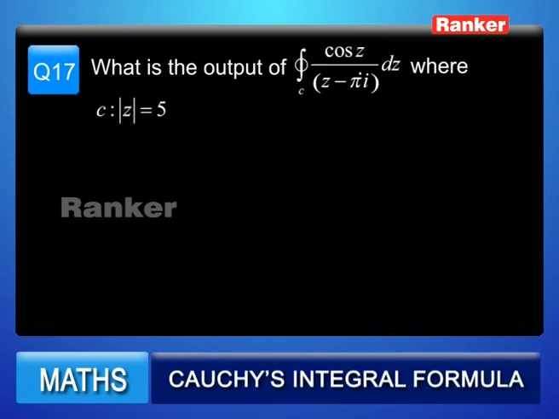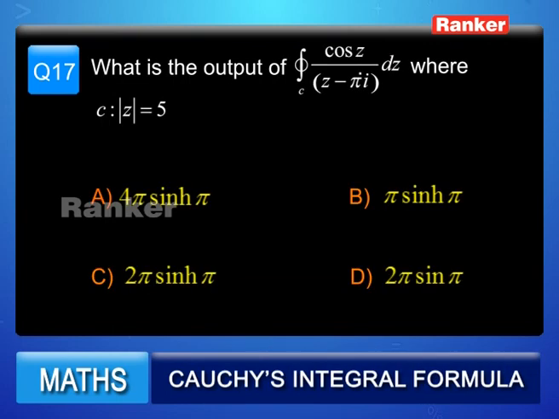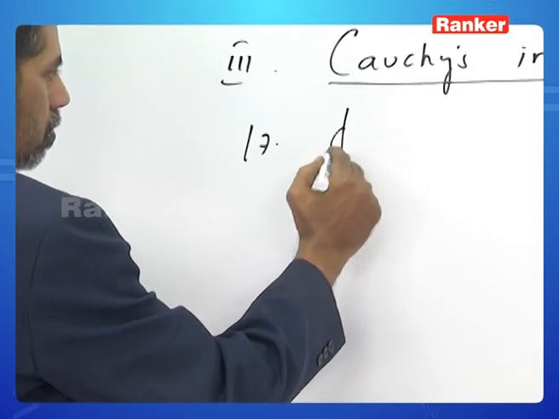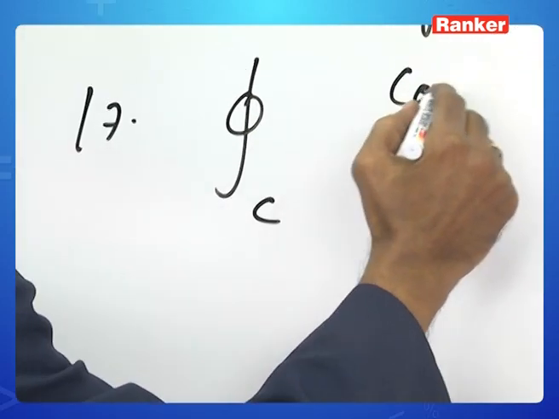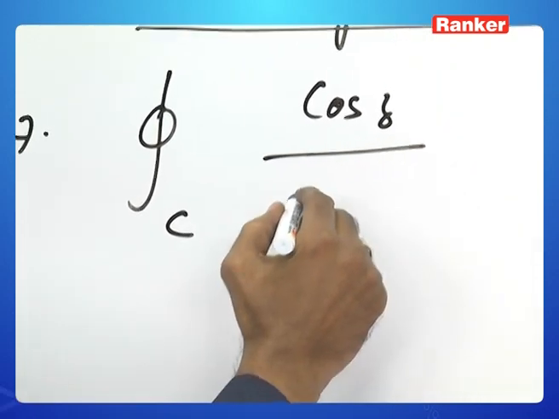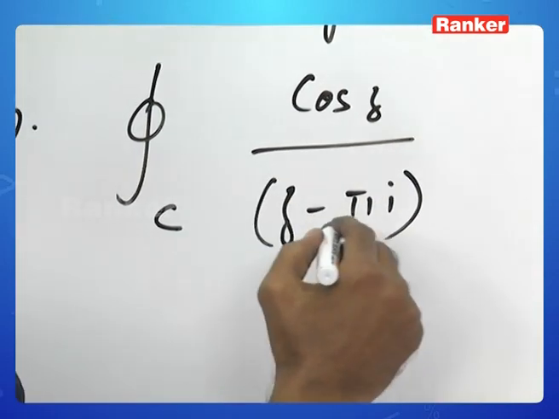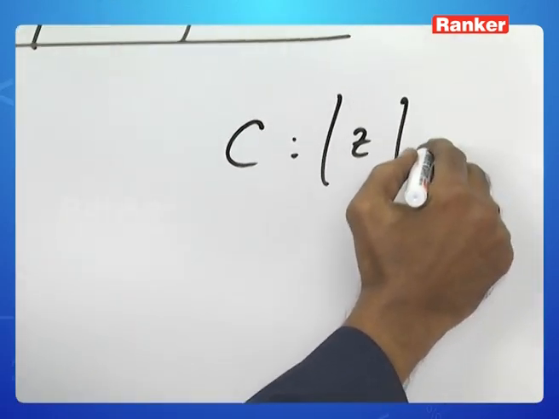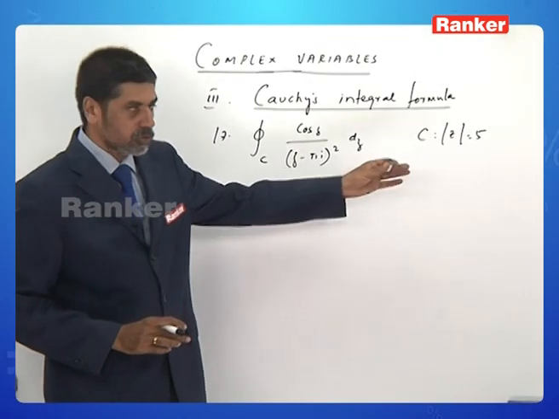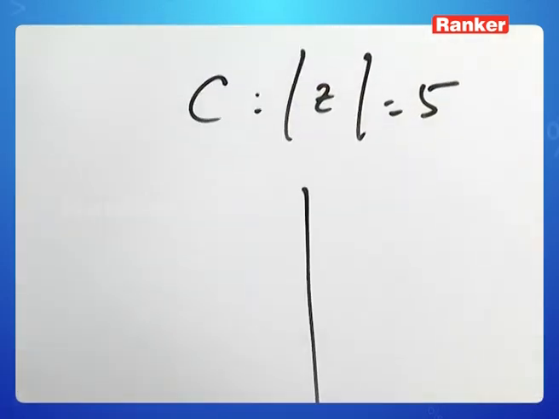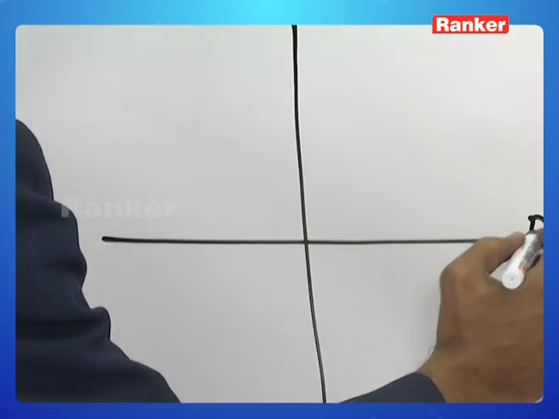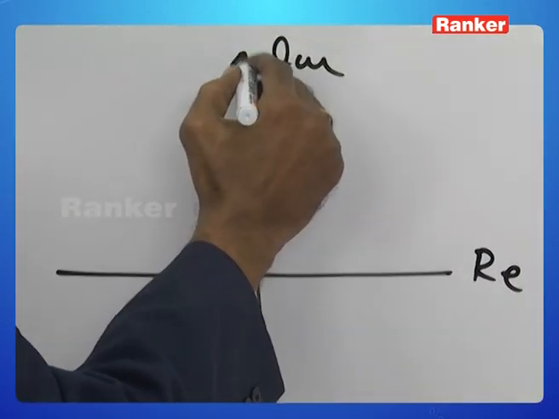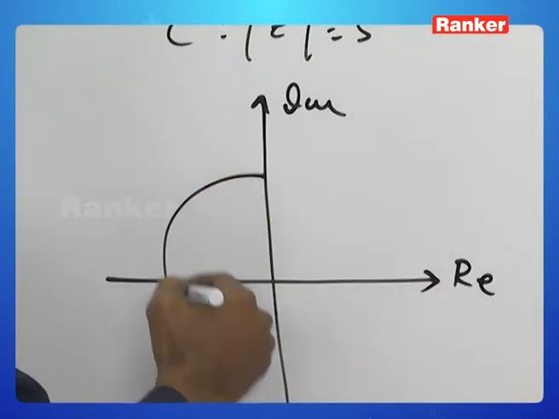Question number 17. What is the output of the integral cos z by z minus pi I whole squared, where c is mod z is equal to 5? First, let us draw the contour. It's a circle centered at the origin of radius 5 units.